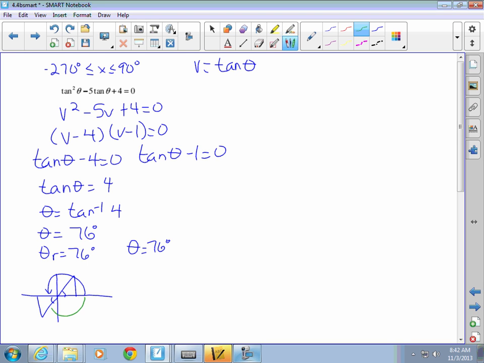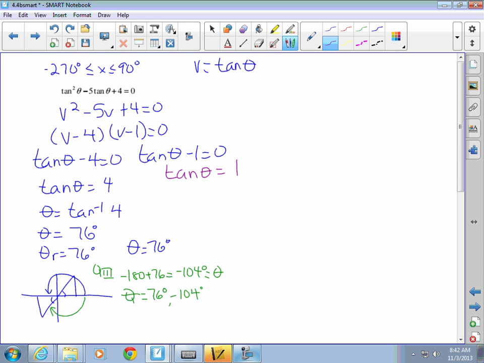Going in the negative direction would put me here, in quadrant 3. I would have negative 180 plus my 76 degrees to give me negative 104 degrees. So there are two possible solutions for this one: theta is equal to 76 degrees and negative 104 degrees. Now I have to solve for the second one. I'll do this one in purple. Tangent theta minus 1, so tangent of theta is equal to 1.